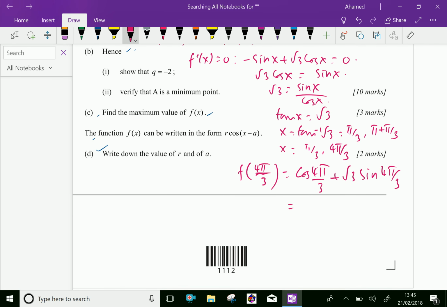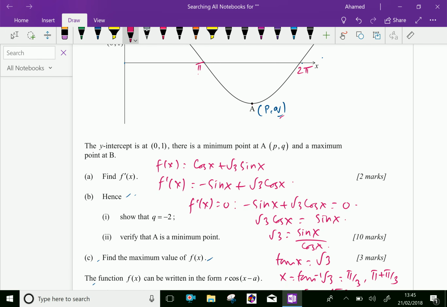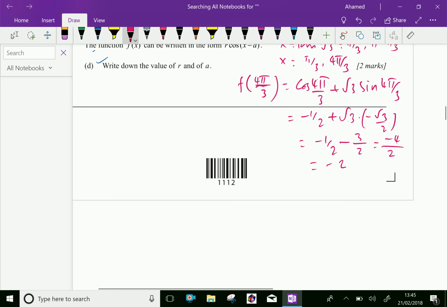Cos 4π/3 is minus half, plus root 3 into sin 4π/3, which is minus root 3 by 2, which gives half, minus into plus minus, root 3 into root 3 is 3 over 2, which gives minus 4 by 2. So the answer is minus 2. So the value of the function, that is the q value, is minus 2. Therefore we got q equals minus 2.